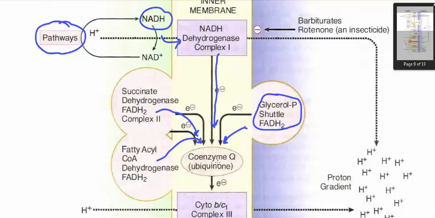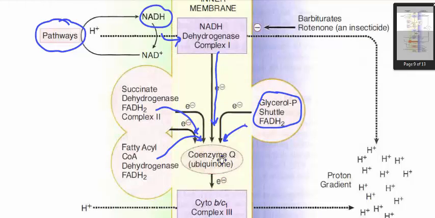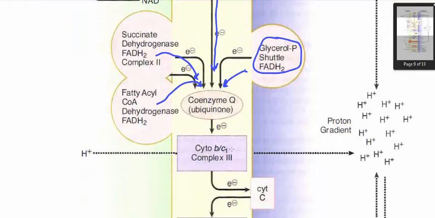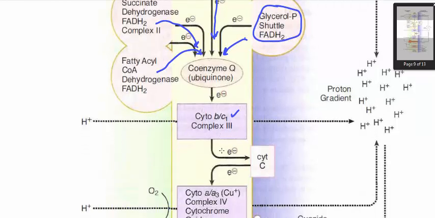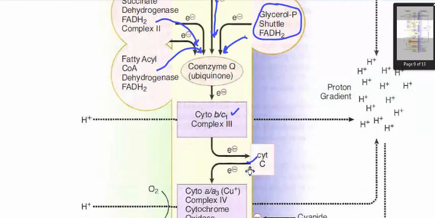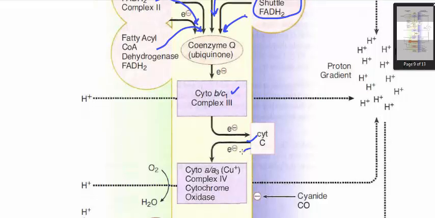Now coenzyme Q hands over its electrons to cytochrome b-c1, or complex 3, and complex 3 hands over electrons to cytochrome c, and cytochrome c hands over the electrons to cytochrome a-a3, or complex 4, and finally these electrons are accepted by oxygen, they are gained by oxygen, and oxygen is reduced to water.